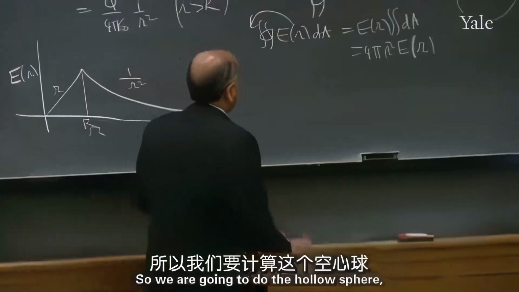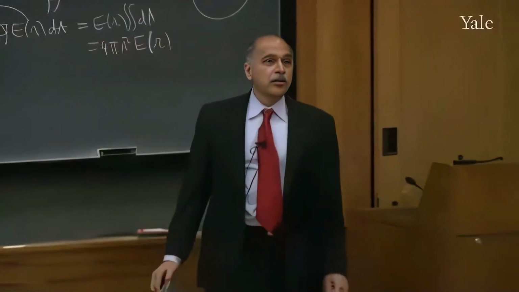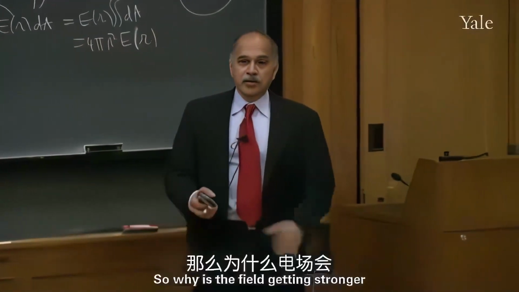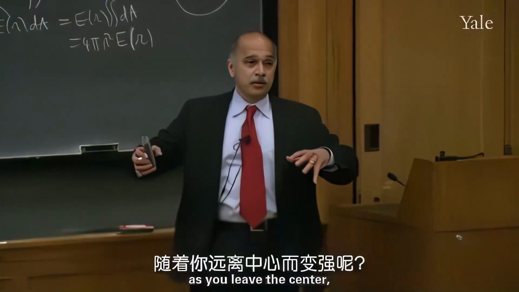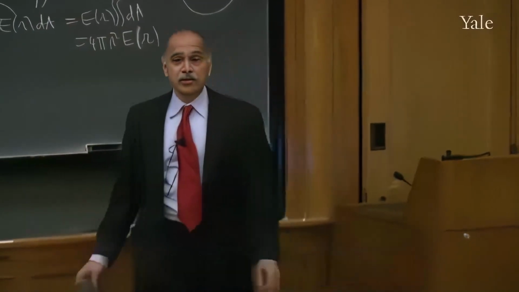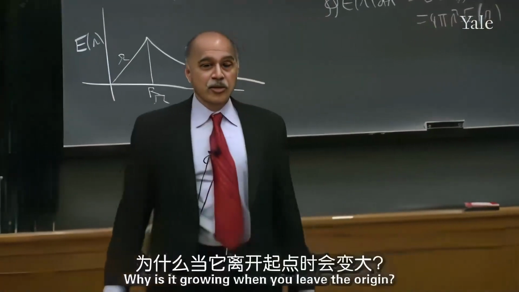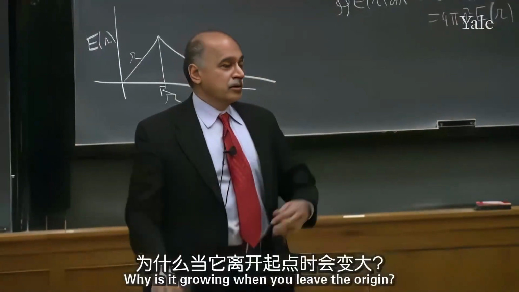So we are going to do the hollow sphere, but you followed the solid sphere now. So why is the field getting stronger as you leave the center? But why is it falling like 1 over r squared once you leave the sphere? You've got to think about that. Why is it growing when you leave the origin?